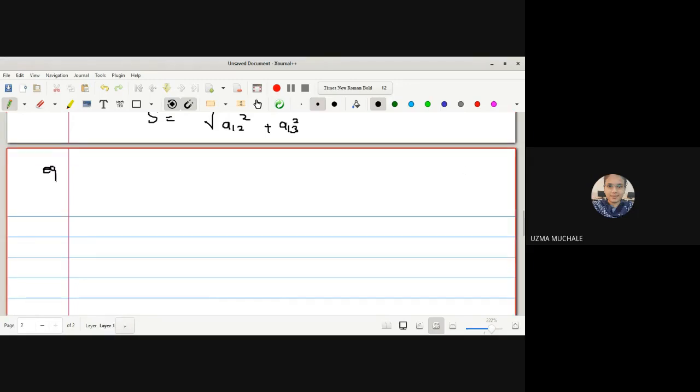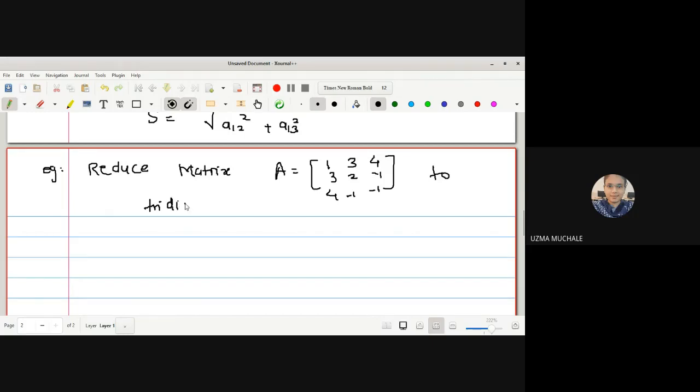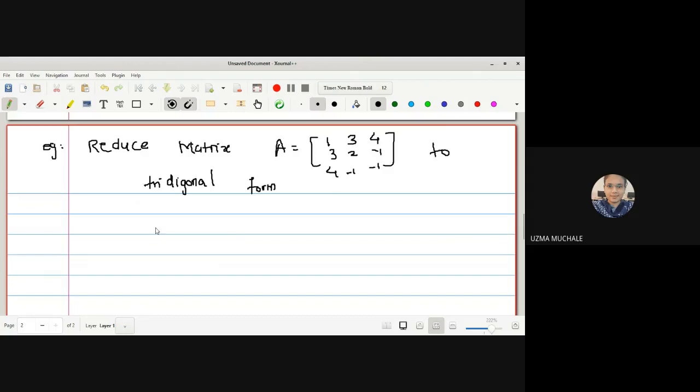Okay, let us start with the example. Reduce the matrix capital A, equal to 1 3 4; 3 2 minus 1; 4 minus 1 2, to tridiagonal form. Okay, reduce the matrix A to the tridiagonal form.